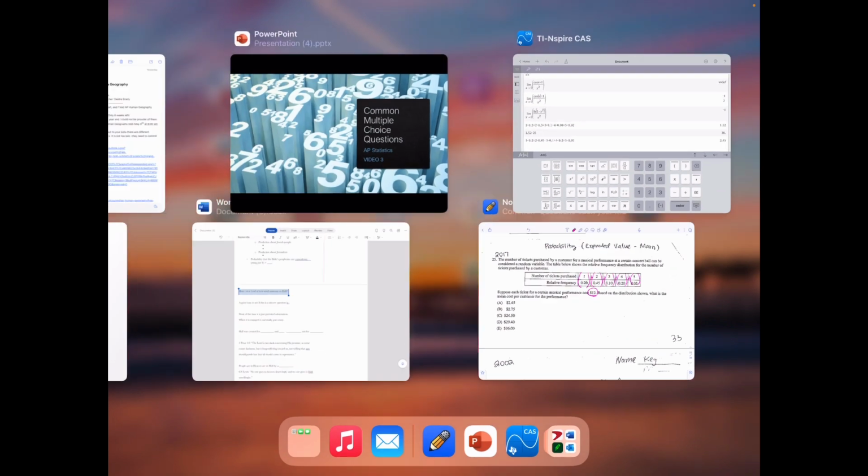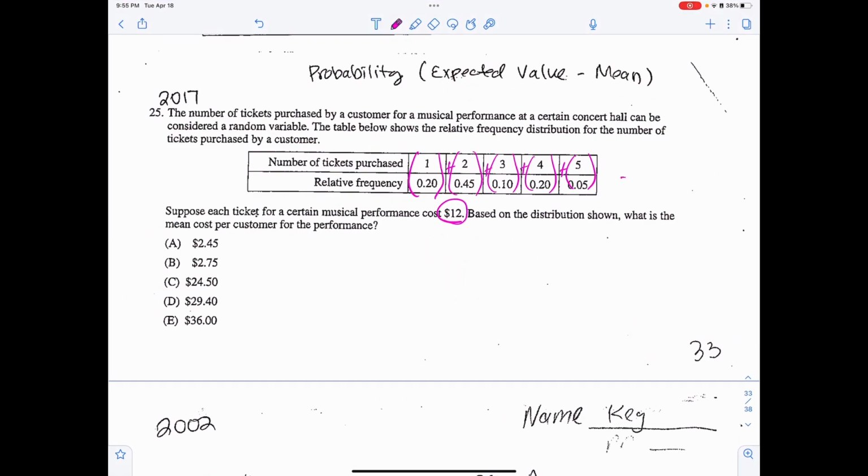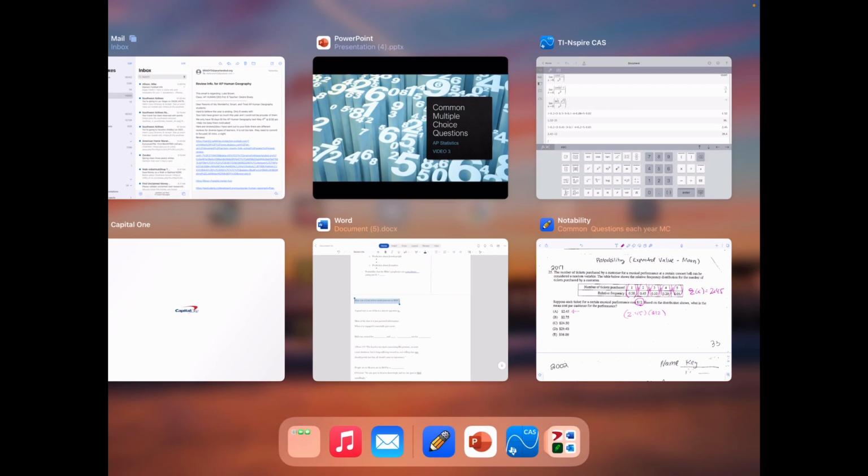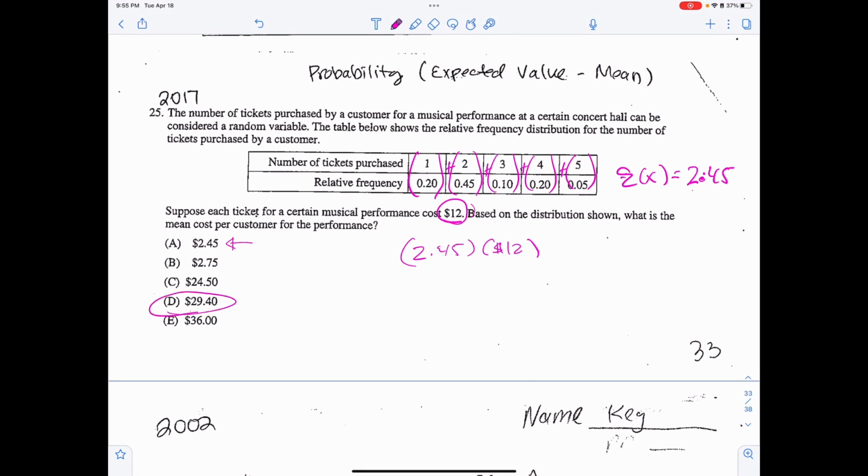And that's 2.45. So that means that I have an average, an expected value, or a mean of 2.45 tickets purchased. And notice they have that right there, but that's not the right answer because it's asking 2.45 tickets times $12. And of course, then that's going to get your answer to $29.40, which is the actual answer.